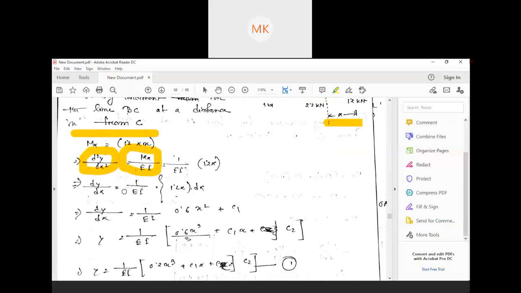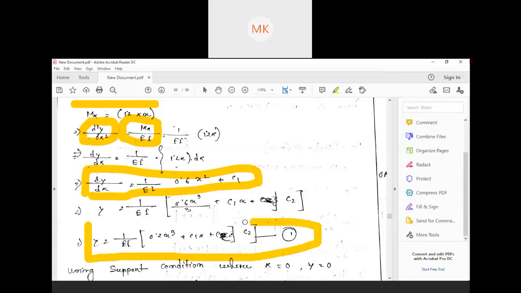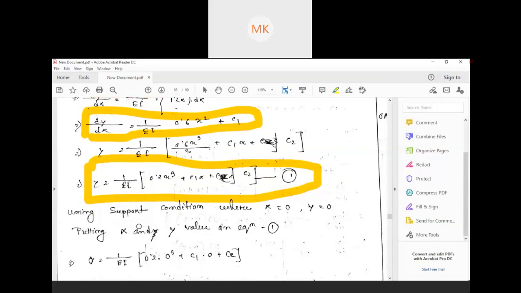By integration you can simplify it. Just simplify these things. I think you know how you need to do this. I think all of you learned it in mathematics in third sem, fourth sem, everywhere, how to do the integration. Just simply do these steps. Okay. So after finding this, finally you will get this equation: y is equal to 1 by EI into 0.2x cube plus c1x plus c2. Okay, so now we need to start from 0 to 11 meter.